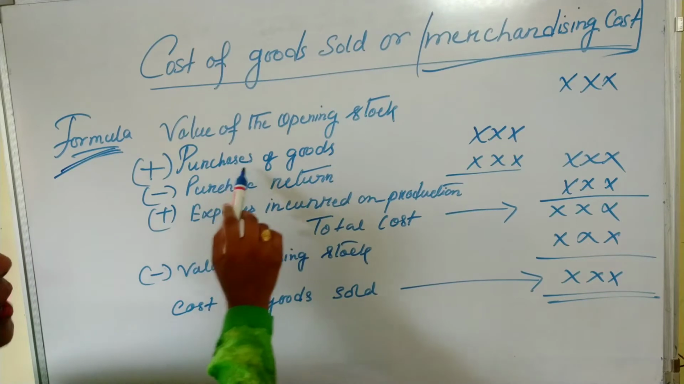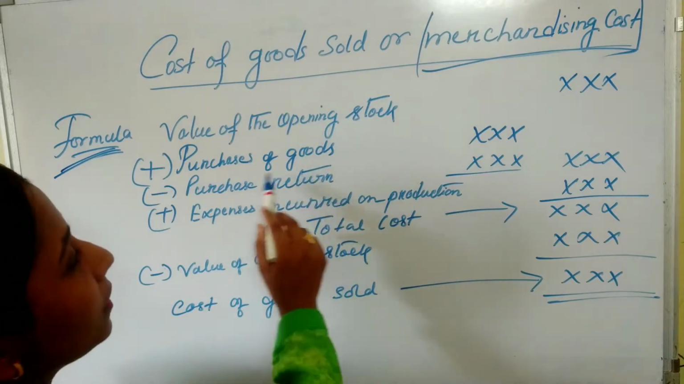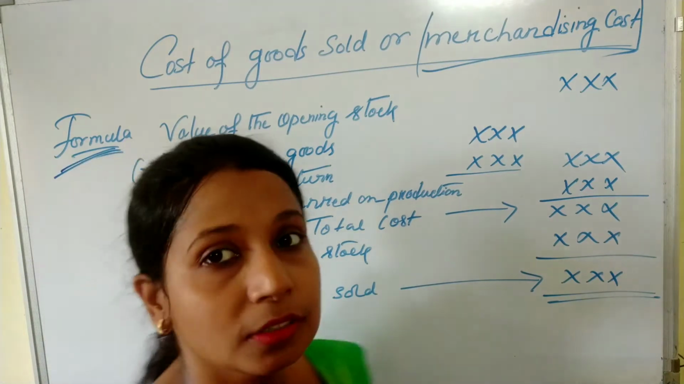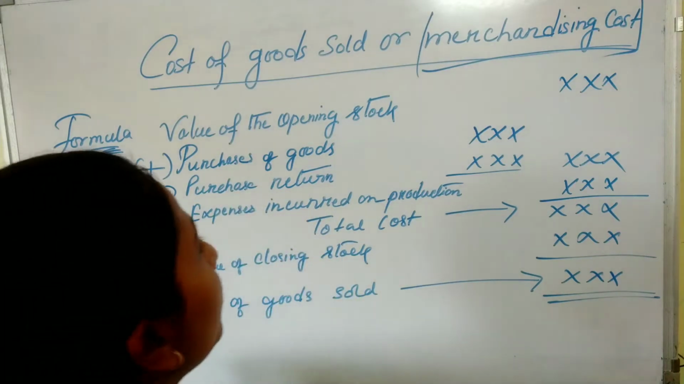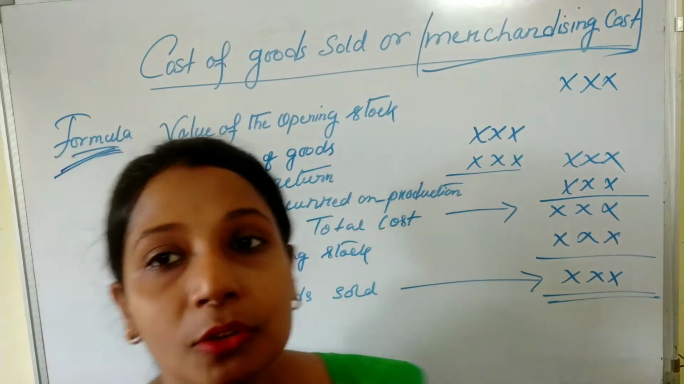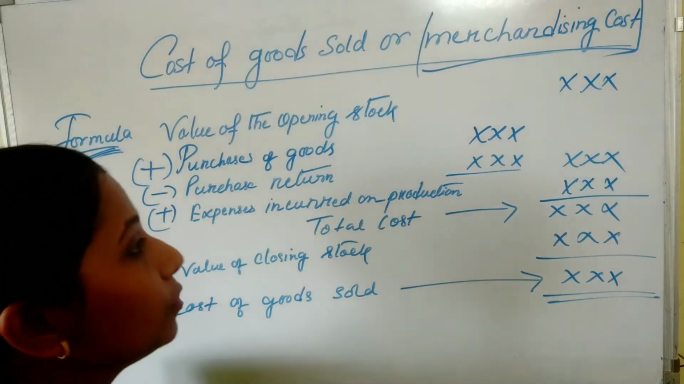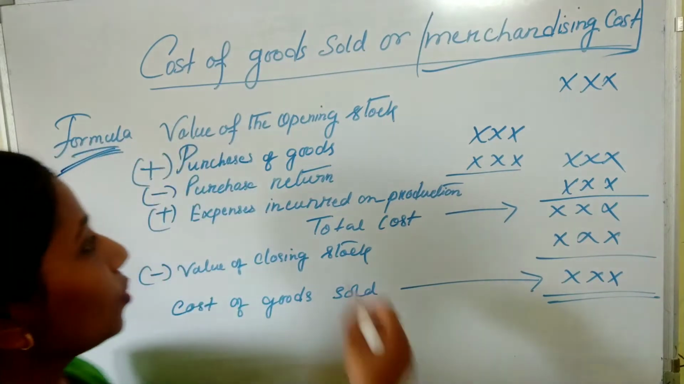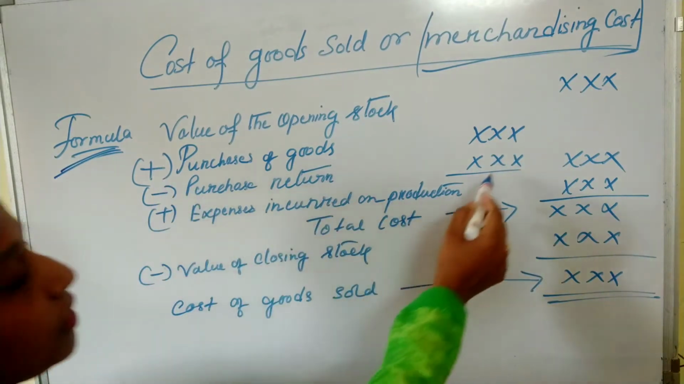Now with this we will add the purchases of goods. From the purchases of goods, if any return is mentioned in the question, we will deduct this return, that is purchase return. If goods are damaged or any problem is found in the goods, or if the dealer returns the goods, this is the purchase return. So from purchases, purchase return will be deducted.